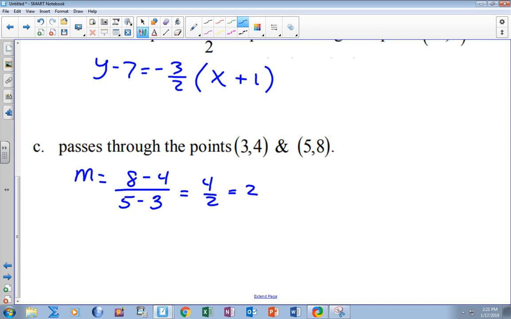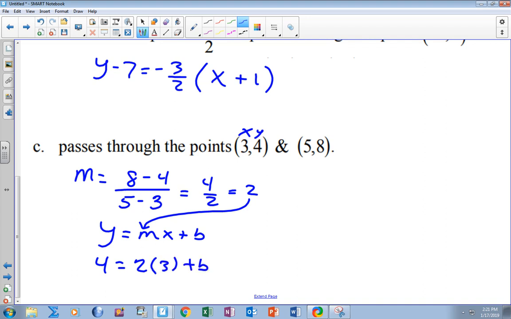Yep. So then you could just use y equals mx plus b, right? And then just plug in the slope. So put that 2 in here. And then pick one of the points and plug it in for x and y. So then you could say 4 equals 2 times the x, which is 3, and then plus b, right? And then just finish solving it.